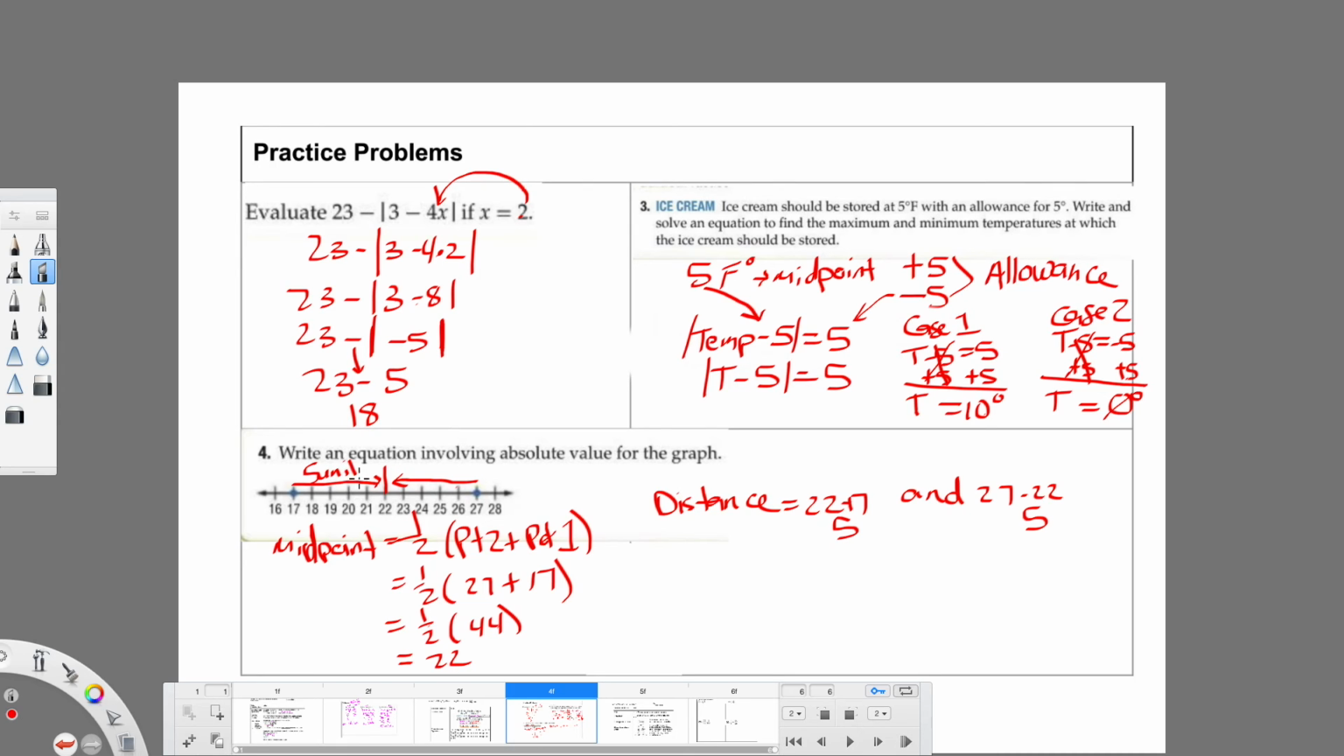So this is the equal part, okay? Just like up here, the allowance was 5. This is kind of the same idea. This is an allowance of 5 units. And the midpoint is what we place in the absolute value. So we have x minus 22, because that's our midpoint. It's positive, but remember when we put it in the grouping, we have to flip that sign. And that's going to equal 5. So here is our absolute value for this equation. Alrighty, that is all of section number 5, and I will see you in section number 6.